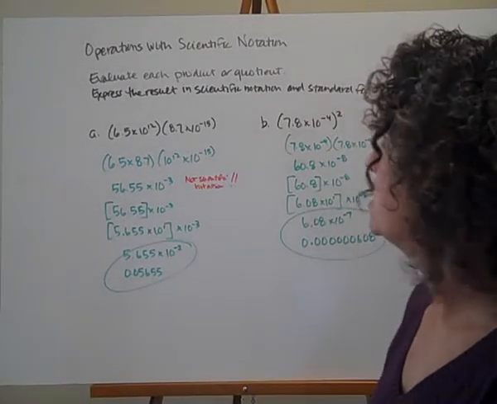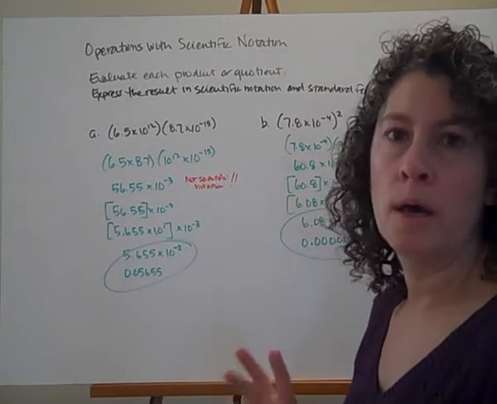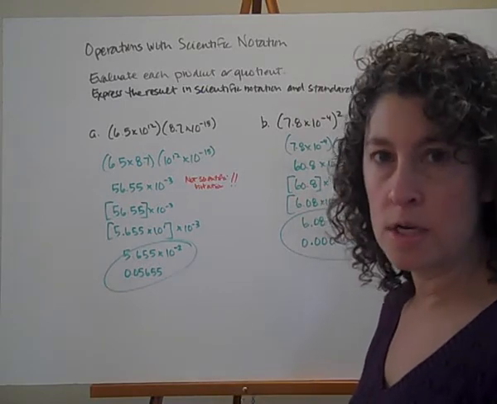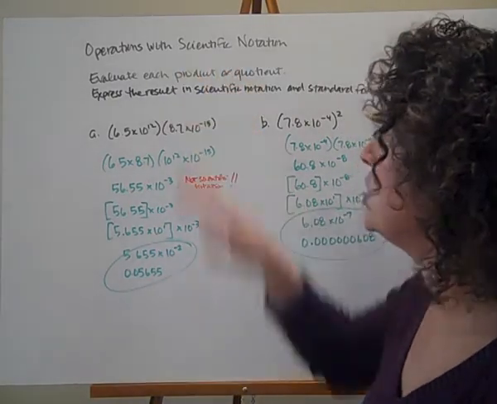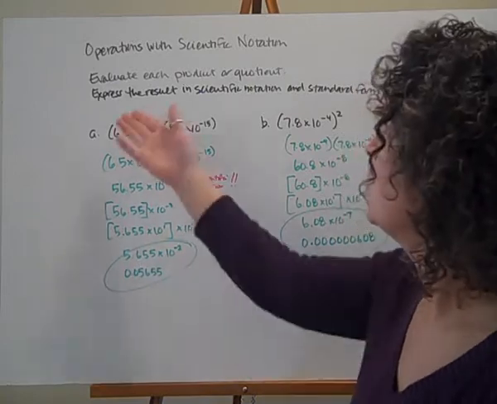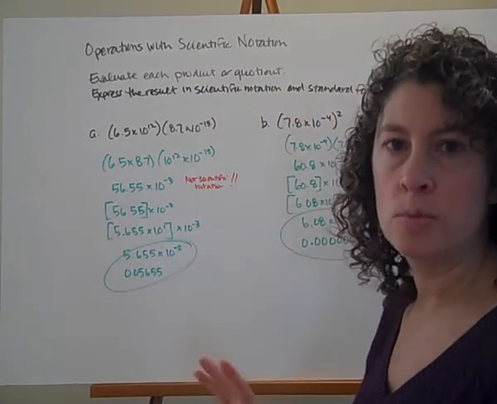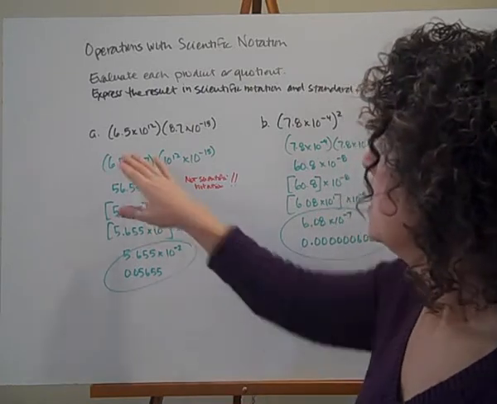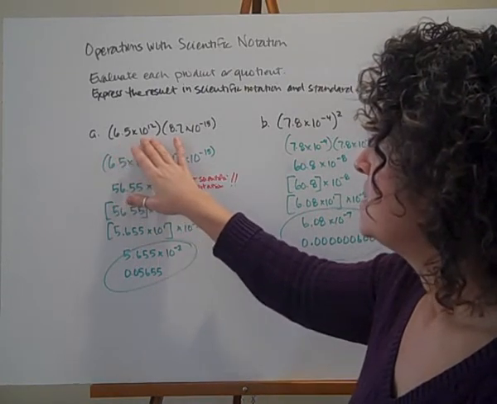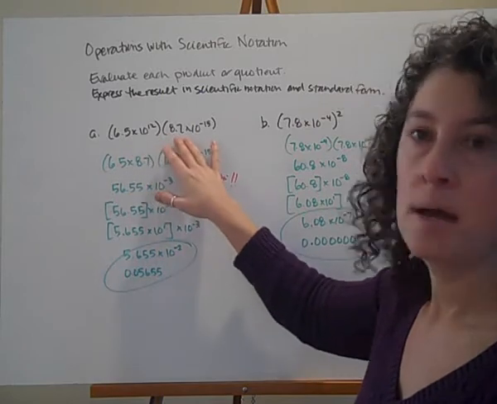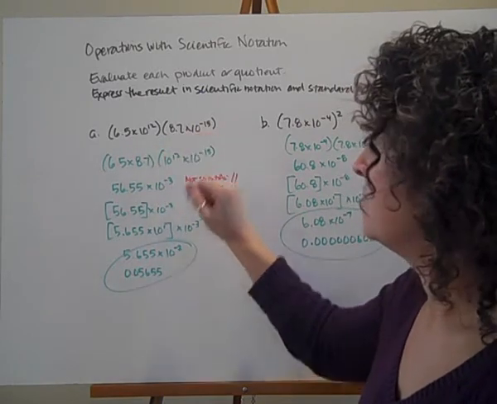Operations with scientific notation. So now we're going to be working with multiplying and dividing with numbers that are in scientific notation. So we're going to evaluate each product or quotient, and we're going to express the result in scientific notation and in standard form. So our answer should be in both forms when we're done. So we have 6 and 5 tenths times 10 to the 12th power times 8 and 7 tenths times 10 to the negative 15th power.